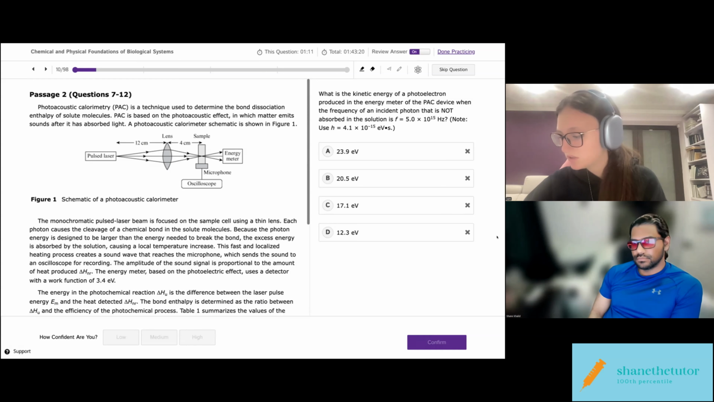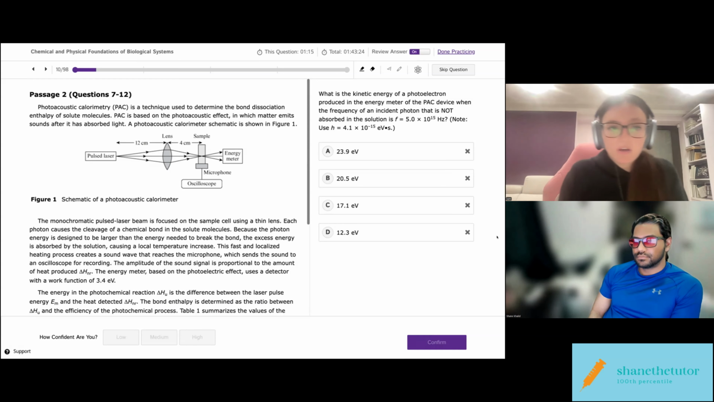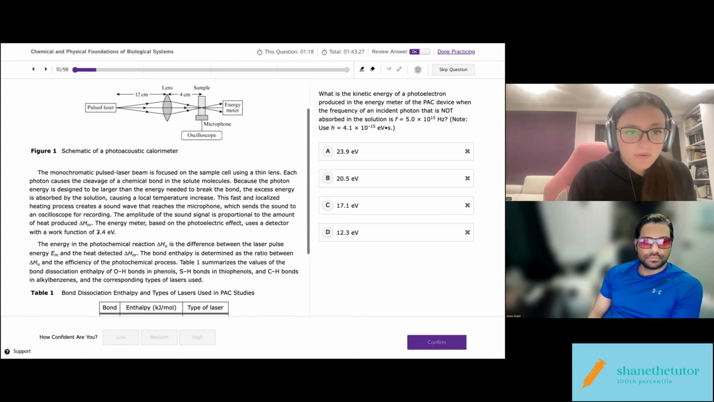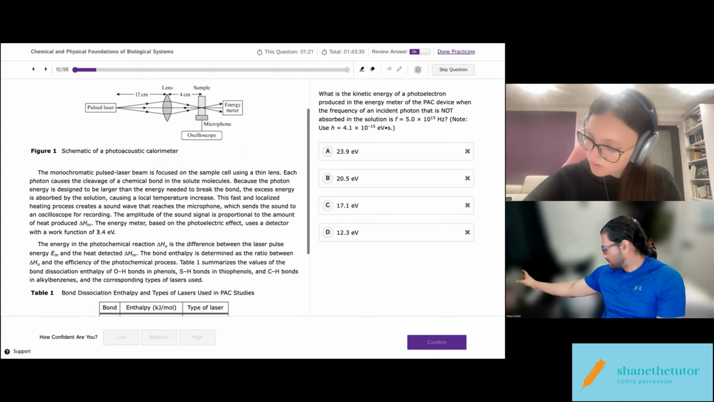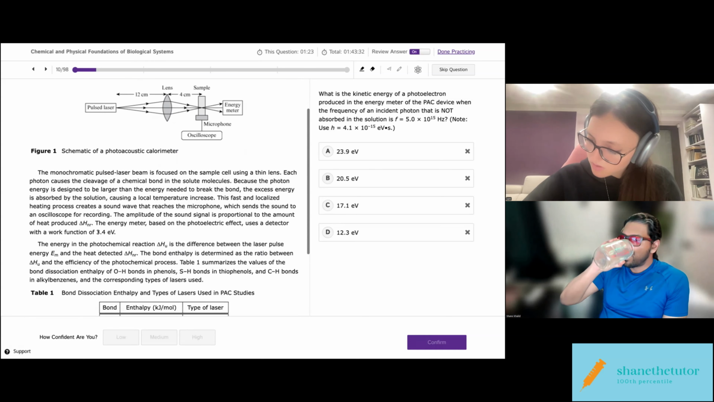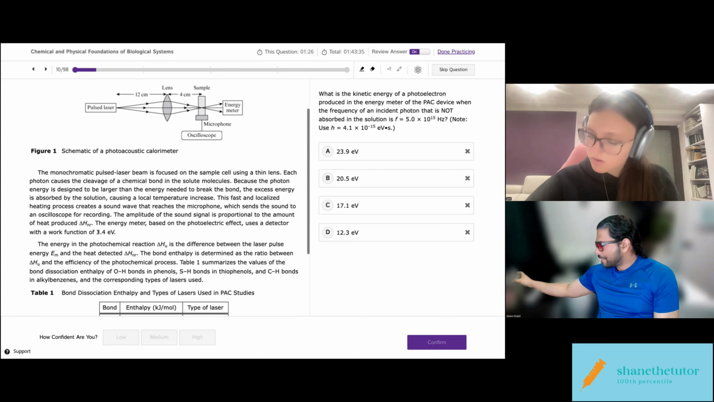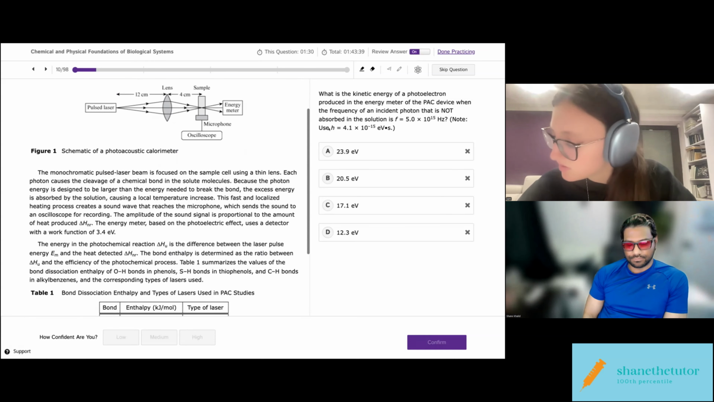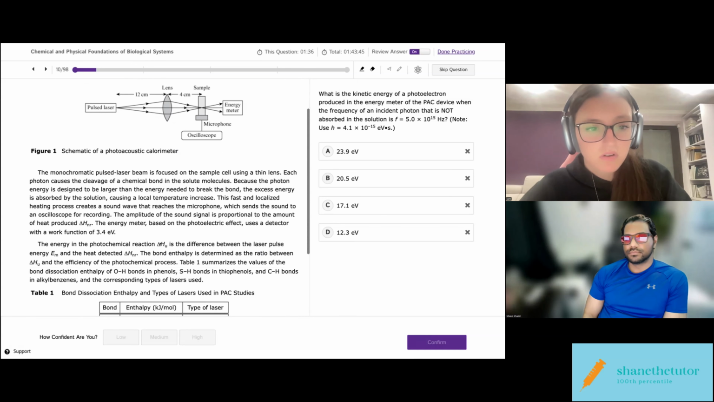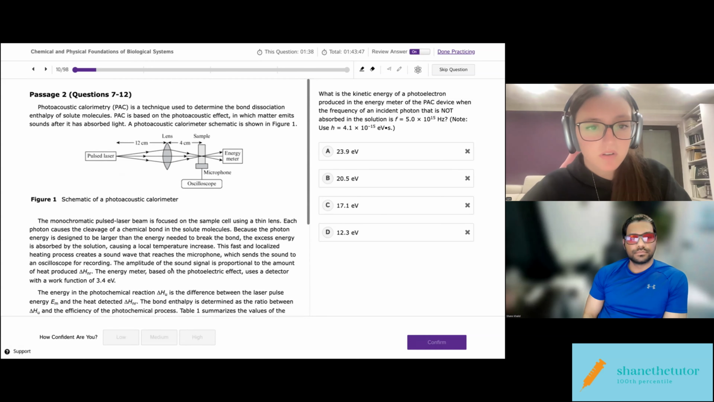Work function was 3. Okay. Work function is 3.4. H is 4.1. Do we have any of the other ones?